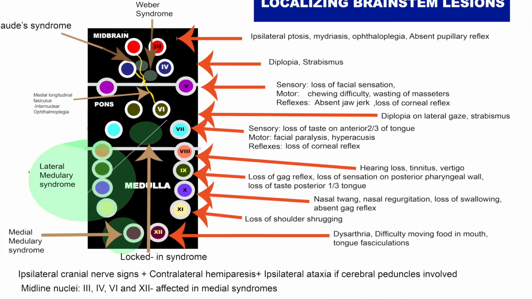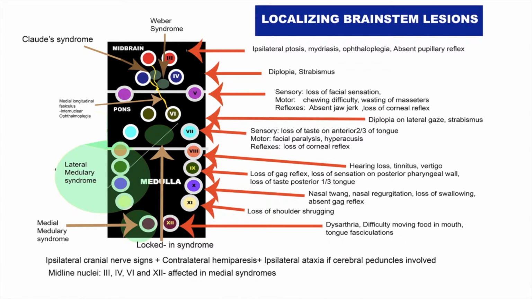If the third nerve nucleus is affected, the patient would have ipsilateral ptosis, mydriasis, ophthalmoplegia, and absent pupillary reflex. If the fourth nucleus is affected, the patient would have diplopia, strabismus. If the fifth nucleus is affected, the sensory problems would be a loss of facial sensation. The motor problems would be chewing difficulty, wasting of the masseters, and the reflexes involved would be the jaw jerk, which would be absent, and a loss of corneal reflex.